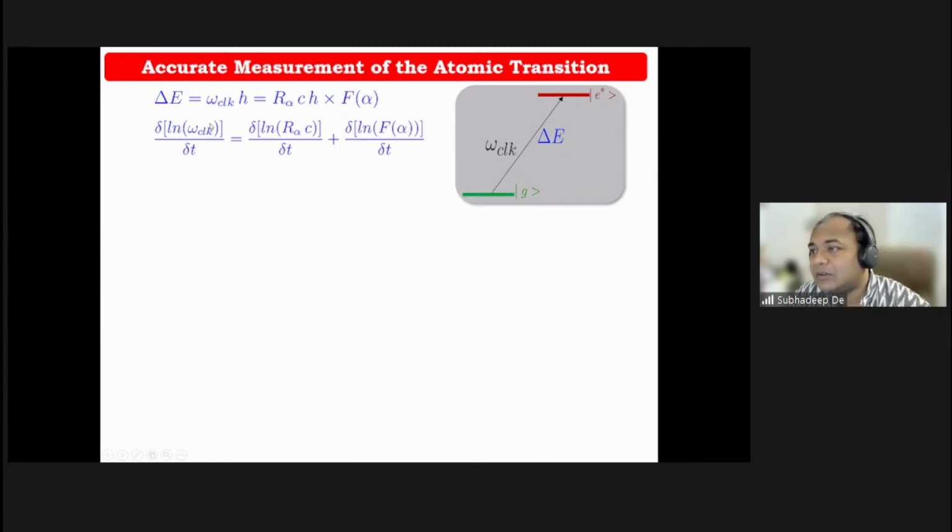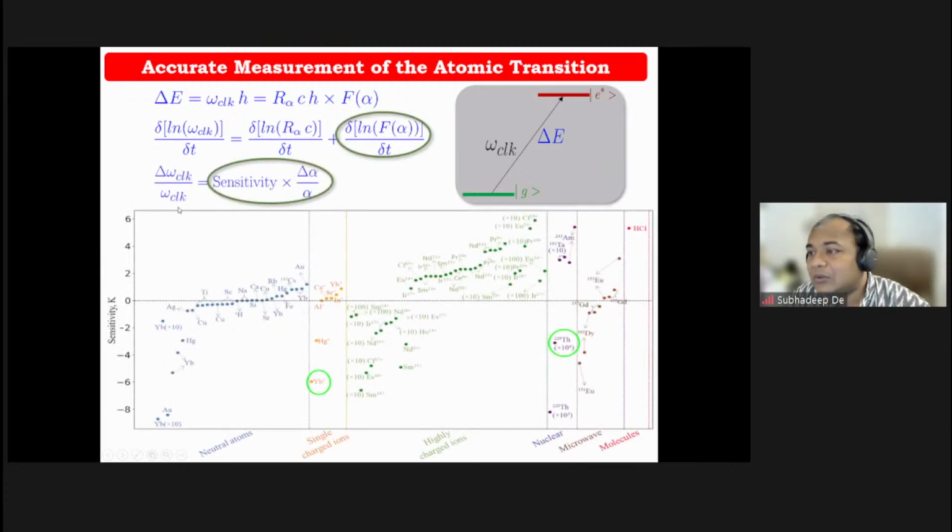Sorry, if I take a time derivative of the clock frequency, then I get a time derivative of alpha, or this functional form of alpha. And if you do a little bit more mathematics, which we don't need to do at this moment, then if I look into the fractional change of the clock frequency over some time period, I get the sensitivity factor times the fractional change of alpha variations. And this sensitivity is different for different atoms or ions, or different species basically. As I said, that depends on properties of the atoms, etc.